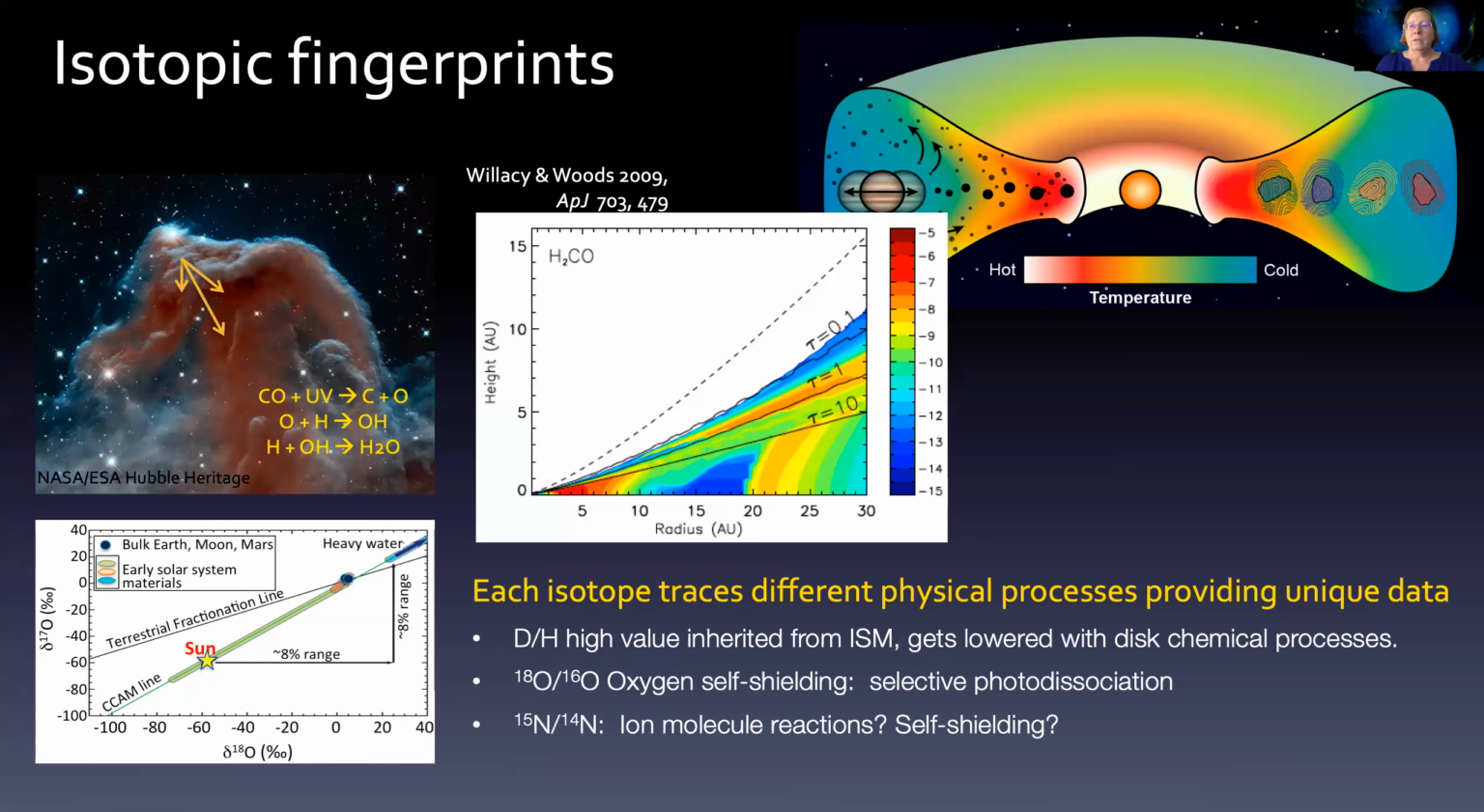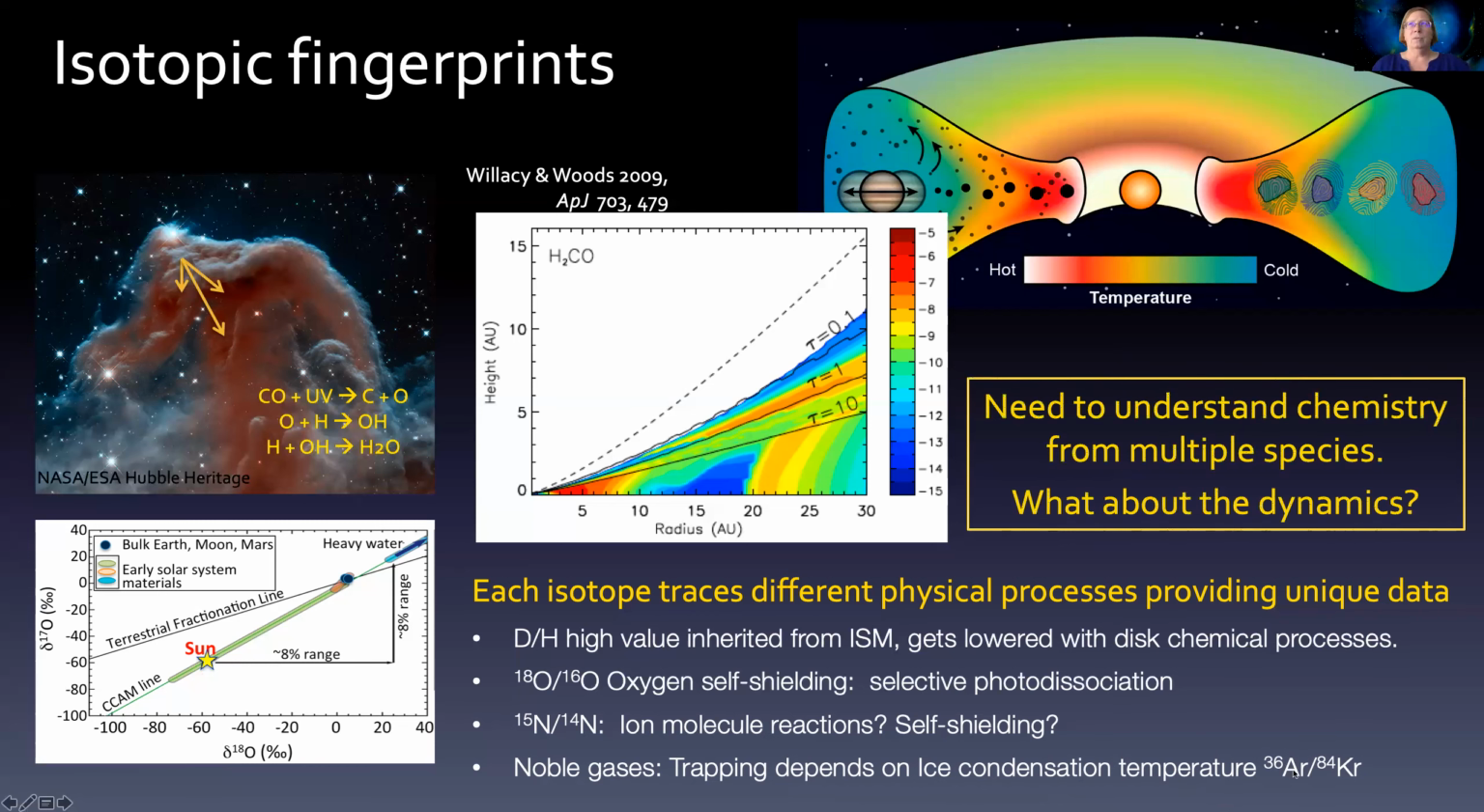Nitrogen also can fractionate. There can also be ion-molecule reactions like D to H. There could be self-shielding, but because it's a different molecule, it will have a different pattern in the solar system. Noble gases can also give us a clue to where things form. They can get trapped as water condenses at very low temperatures, and the relative abundance of the different isotopes of the noble gases can give an idea of the temperature. So by looking at multiple chemical species isotopically, we can get some hints as to what was going on in the early solar system. But that's just getting at the chemical fingerprints.